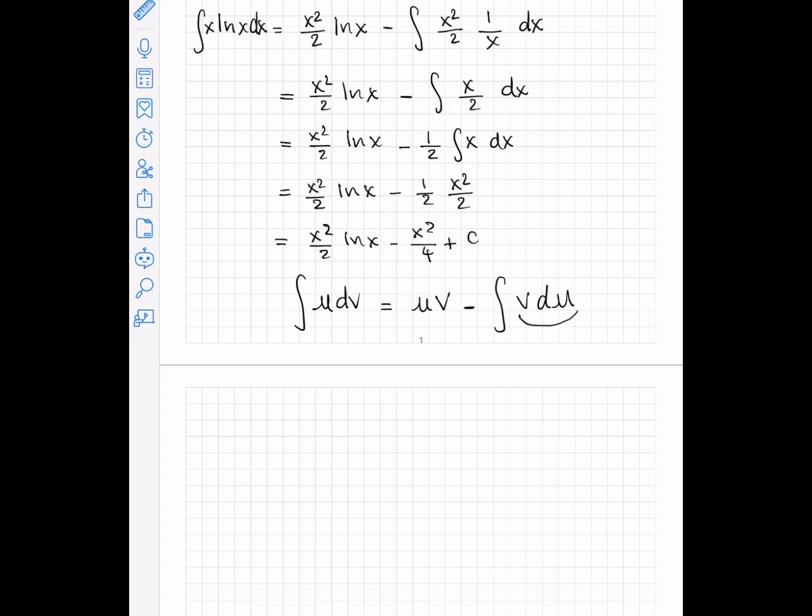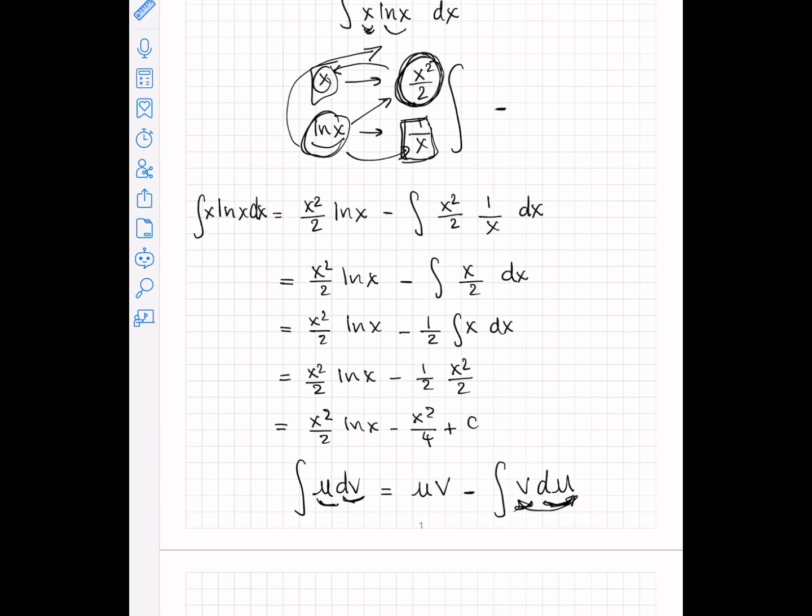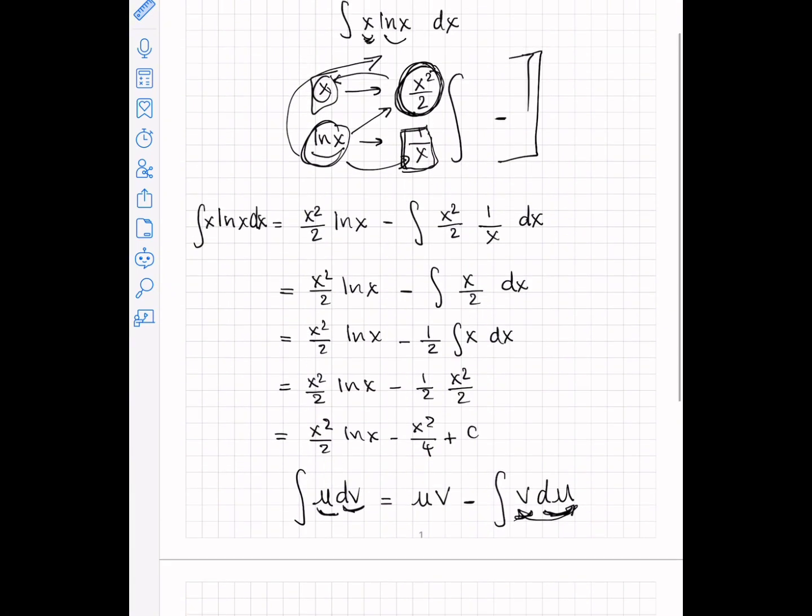So you're actually going to inverse these two. What was the function is going to become the derivative. What was the derivative is going to become the function. But I think that the easiest way to solve an integration by parts problem is using this way.